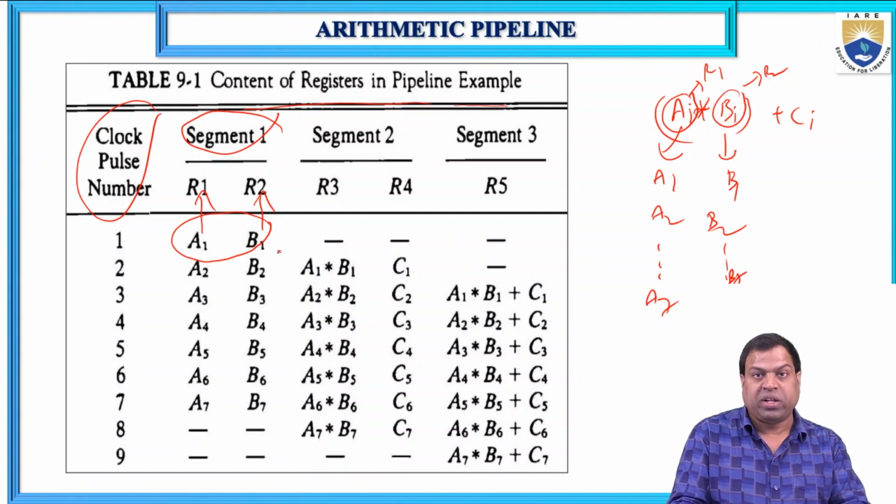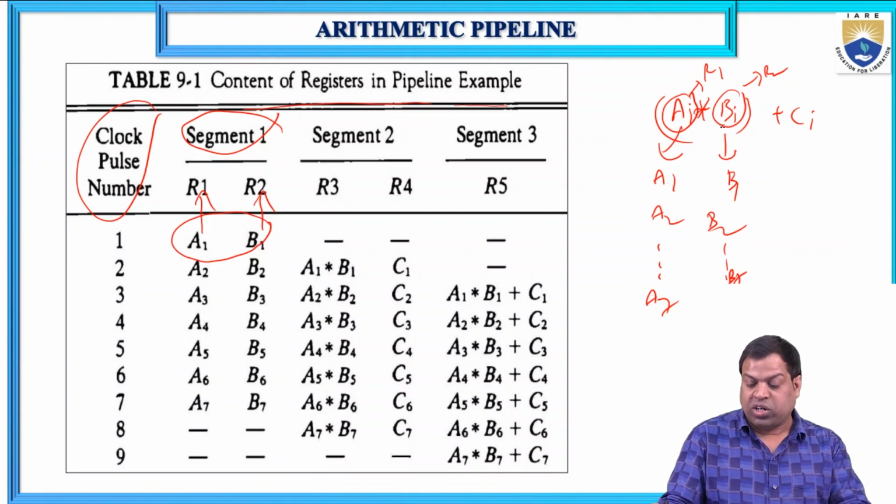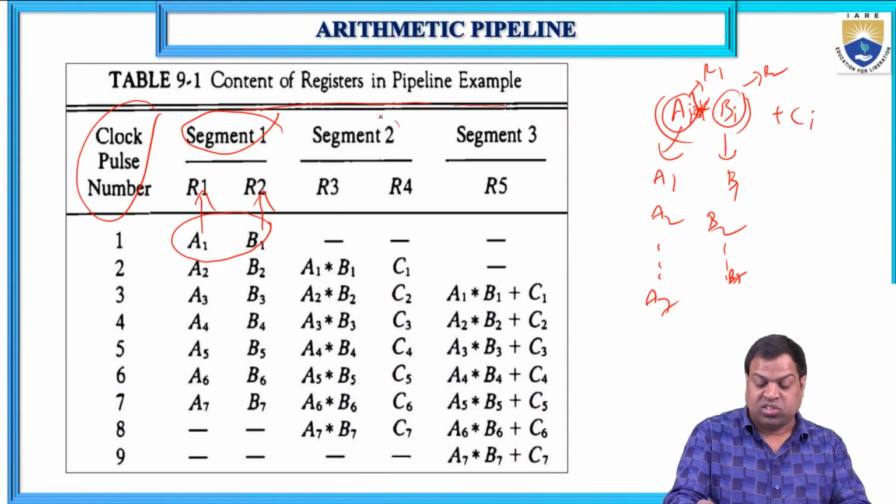So R1, R2 I am taking as A1, B1, and in segment 2, R3 and R4. Okay, in segment 1 I am calling 2 registers, that is A1 equal to R1 and B1 equal to R2. In segment 2, after calling these 2 registers, I am multiplying here. So A1 into B1 equal to R3.